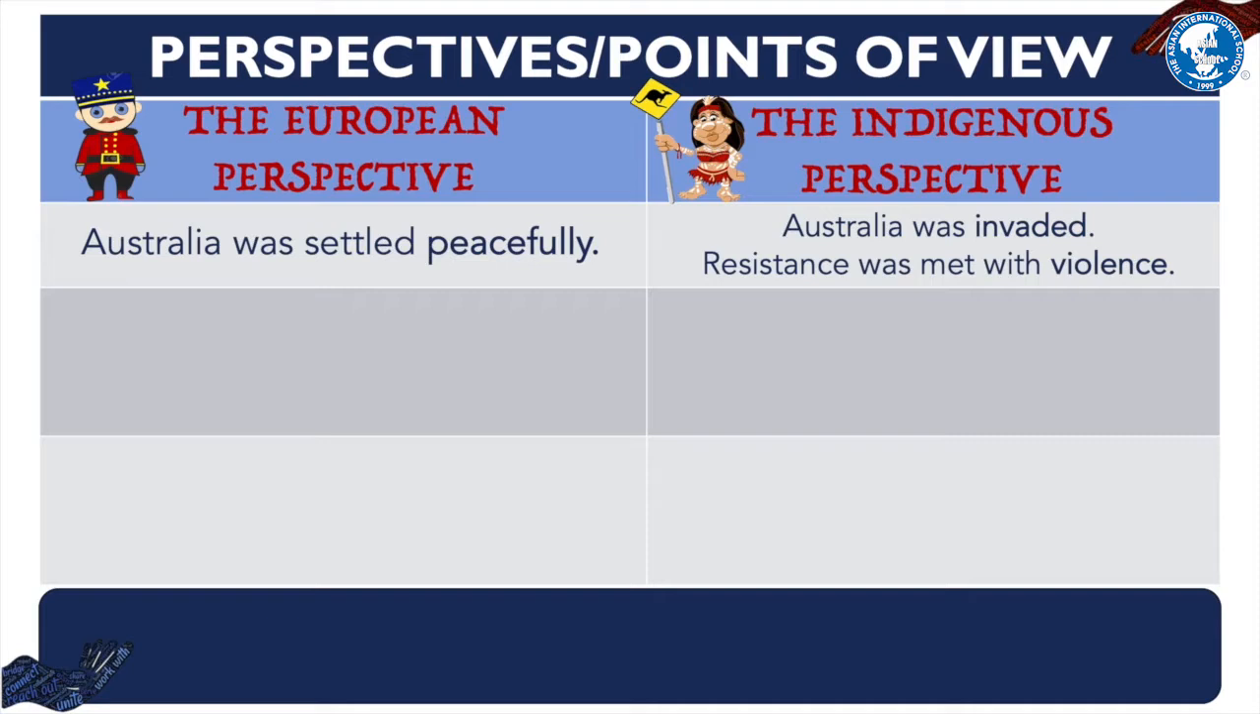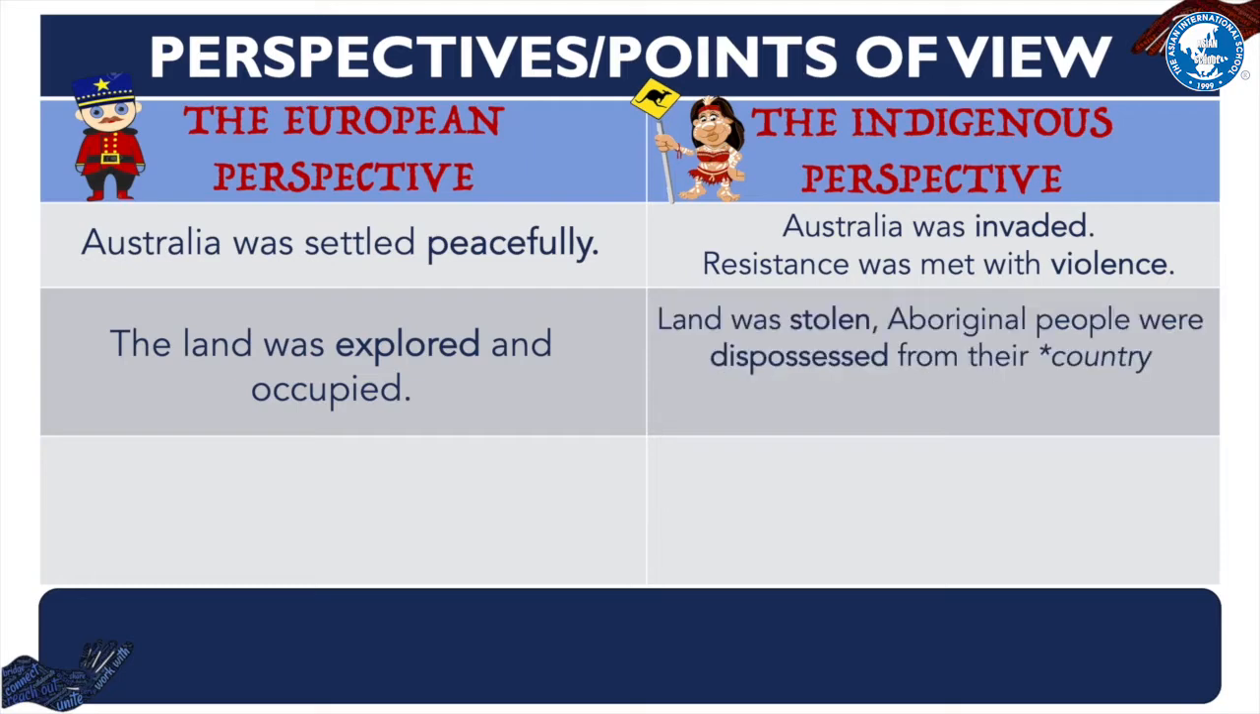Okay? Next, for the Europeans, the land was explored and occupied. During that time, Europeans explored and claimed lands that they discovered. Europeans are like this: I found this land, so this is mine, and I can use it whenever I want. But for Indigenous people, that's the opposite. That's their land, and their land was stolen. They were dispossessed from their country. That means their land, which had historical and spiritual importance to them, was taken away from them.